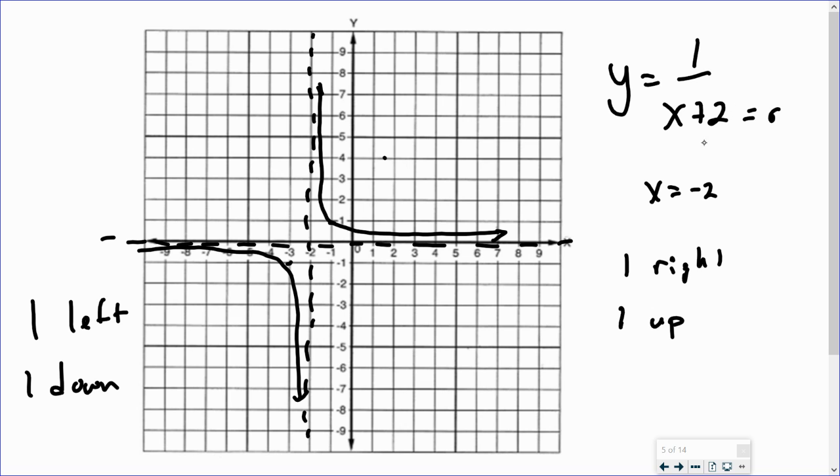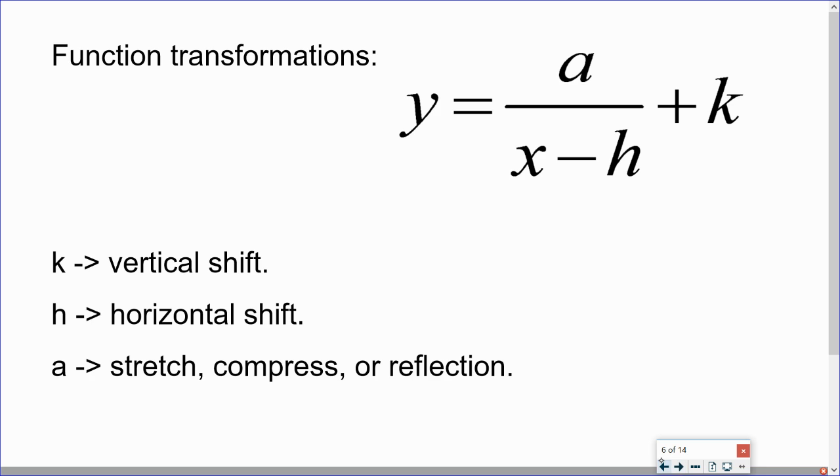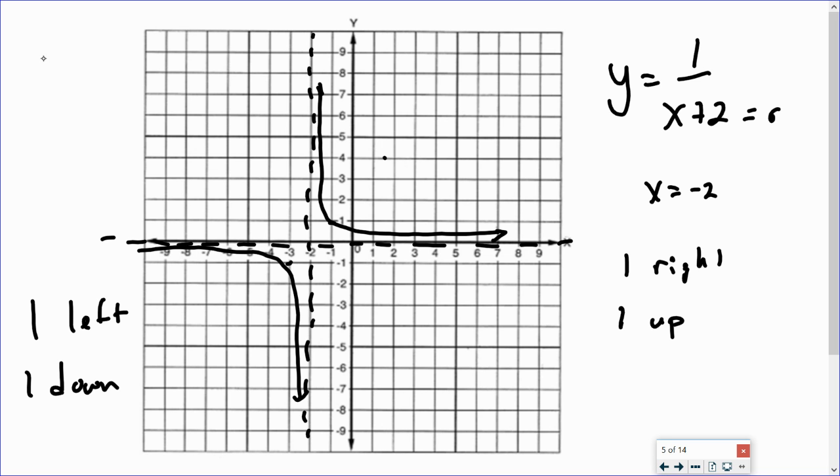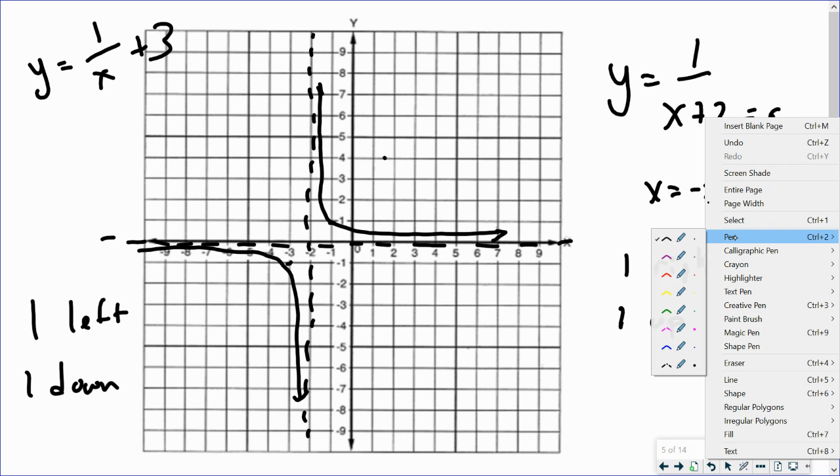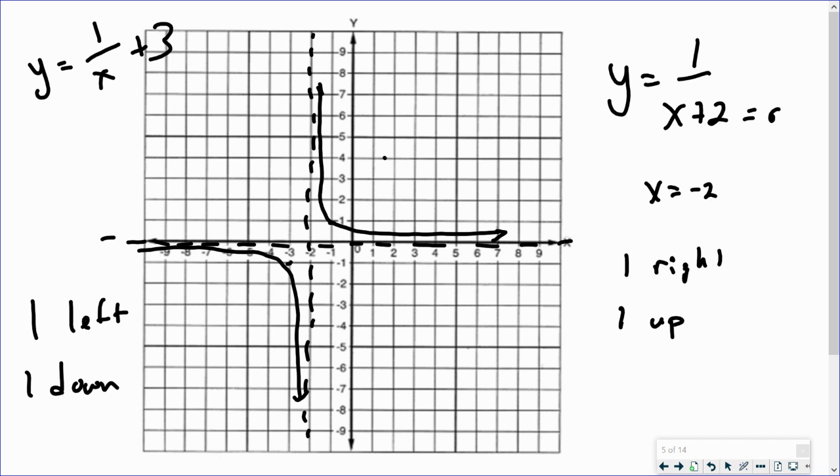Also notice I moved it 2 units left on this problem. So now let's say I wanted to graph y equals 1 over x plus 3. With that one, there isn't a number inside, so it's going to stay here, but it's going to move the horizontal asymptote up 3. It still goes through those 2 points. So the graph looks like this.